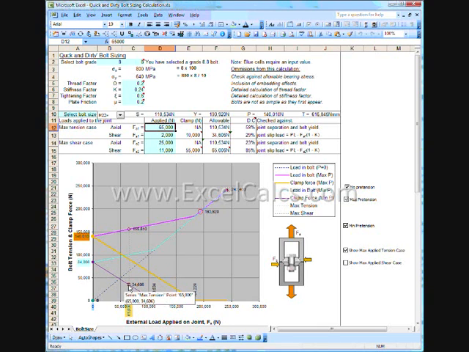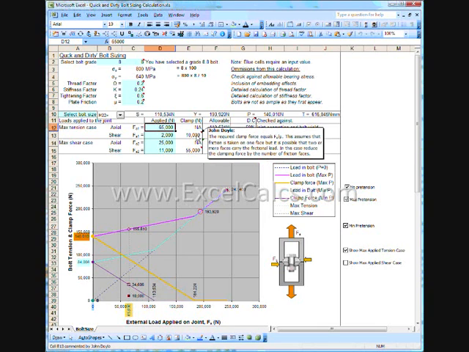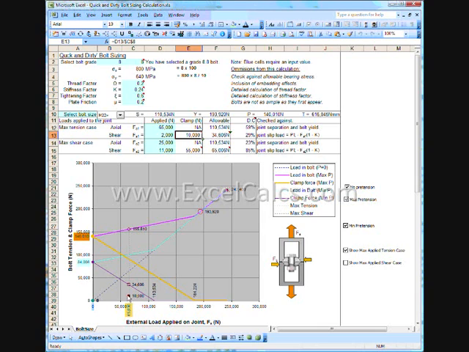It says that the available clamping force is 34.5 kilonewtons or so, and I require 10,000. So you can see that provided this point is below this point here, then we'll be fine for carrying our shear load.